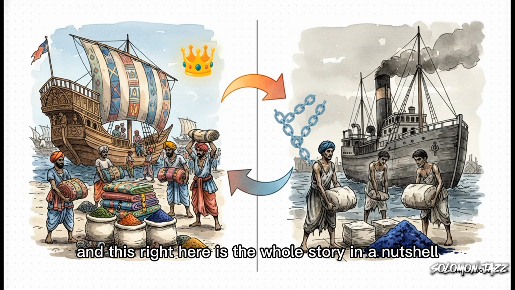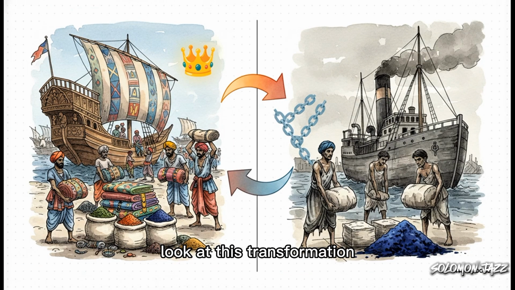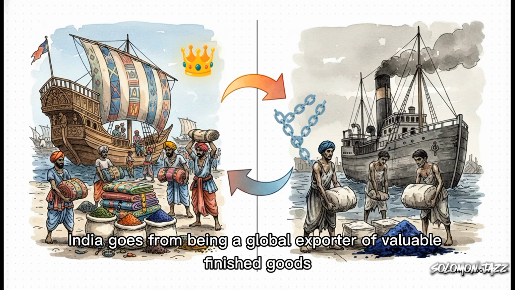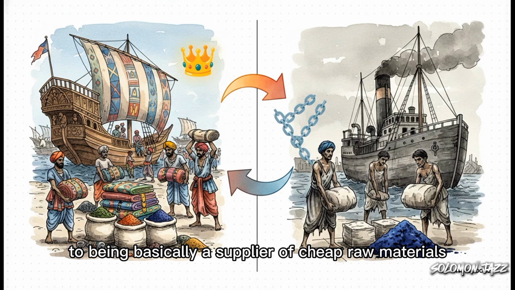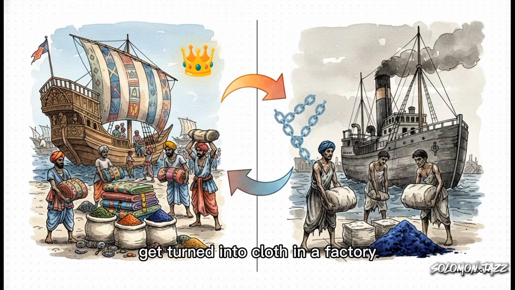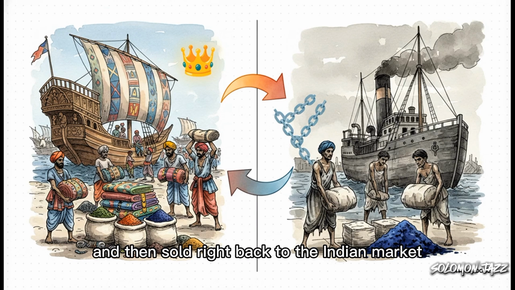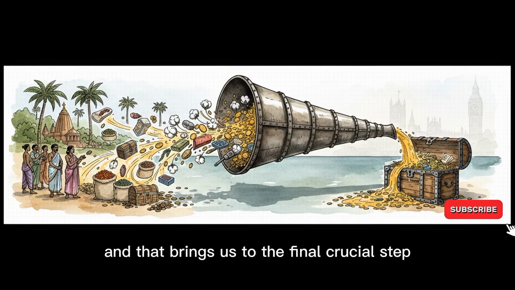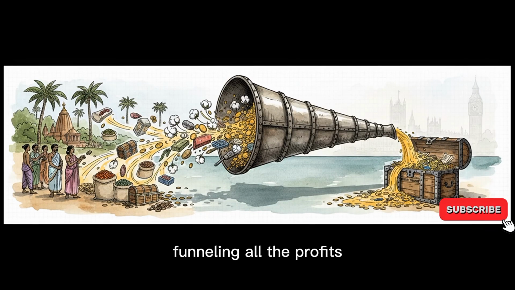And this right here is the whole story in a nutshell. Look at this transformation. India goes from being a global exporter of valuable finished goods to being basically a supplier of cheap raw materials, like cotton. That cotton would then get shipped to Britain, get turned into cloth in a factory, and then sold right back to the Indian market. And that brings us to the final, crucial step, funneling all the profits.